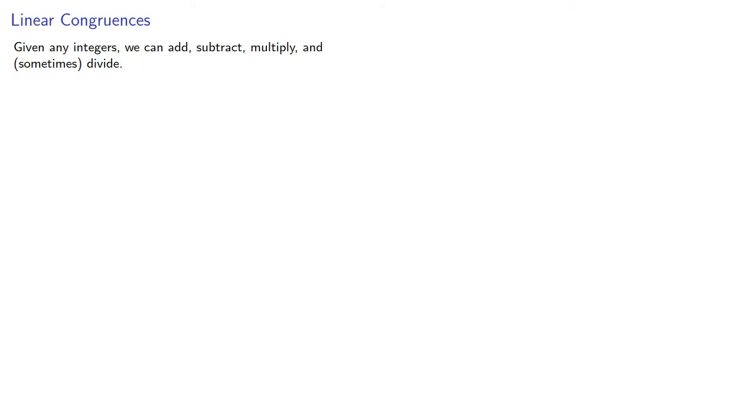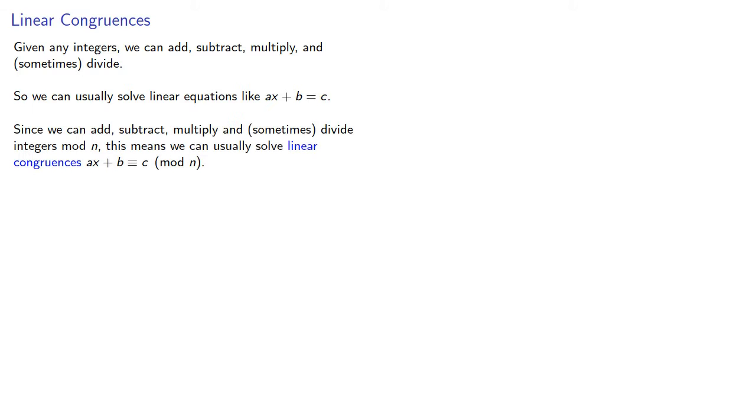Given any integers, we can add, subtract, multiply, and sometimes divide them. So we can usually solve linear equations like ax plus b equal to c. Since we can add, subtract, multiply, and sometimes divide integers mod n, this means we can usually solve linear congruences of the form ax plus b congruent to c mod n.